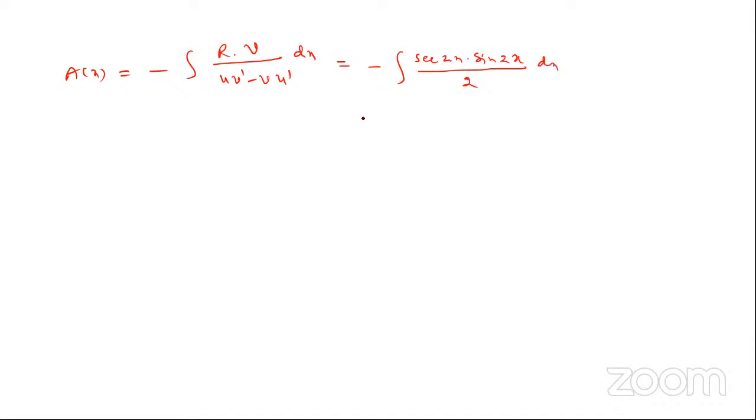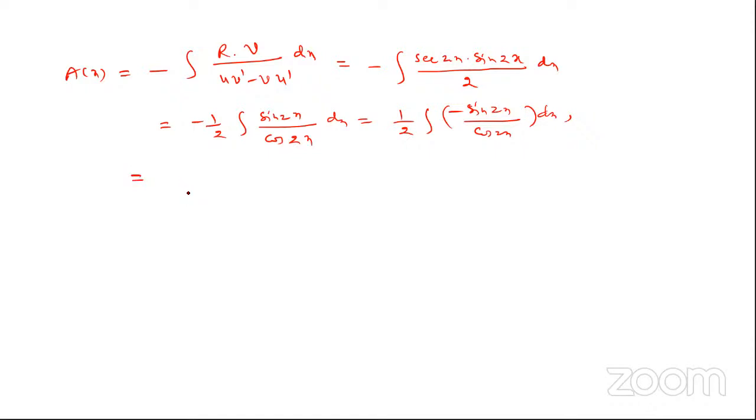dx form. Once again it may be rearranged as half of minus sin 2x divided by cos 2x into dx. So now let us recall the substitution method, f dash of x by f of x into dx. What is the denominator here? Cos 2x. What is the derivative of cos 2x? Minus 2 into sin 2x. But in the numerator there is only minus sin 2x. You have to convert it into standard form, that is integration of f dash of x by f of x into dx. So we need to multiply and divide with 2.